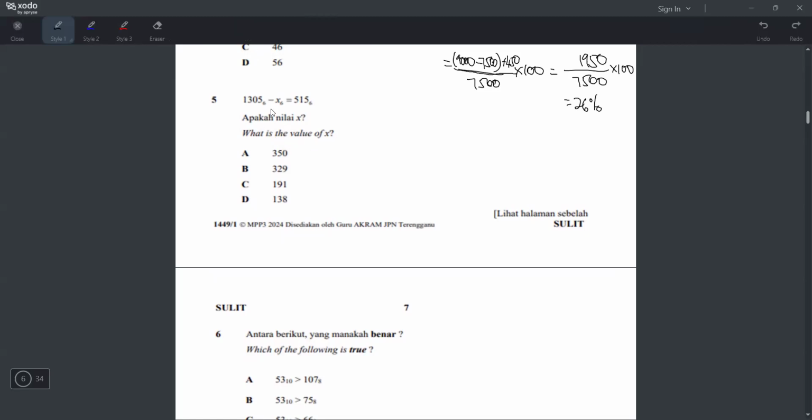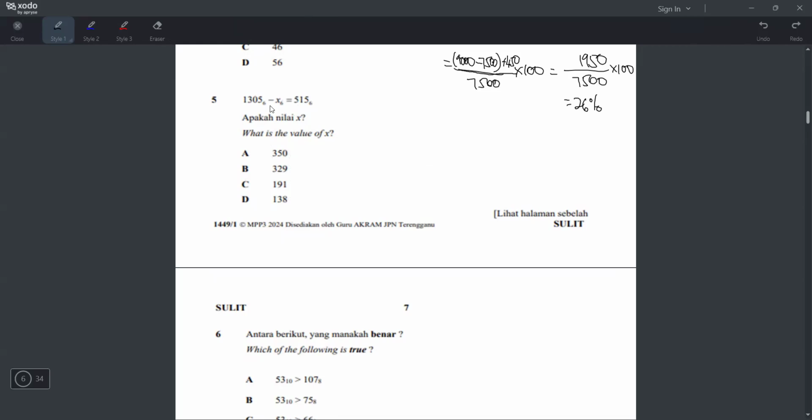Okay, some of you might do it like this. You go and sub 350. It means you try to take 1305 base 6 minus 350 base 6. And then kalau tak dapat 515, you try with the next one. Kalau tak dapat, try with the next one. If you do like that, can also, but it's very slow. Let me teach you a faster way.